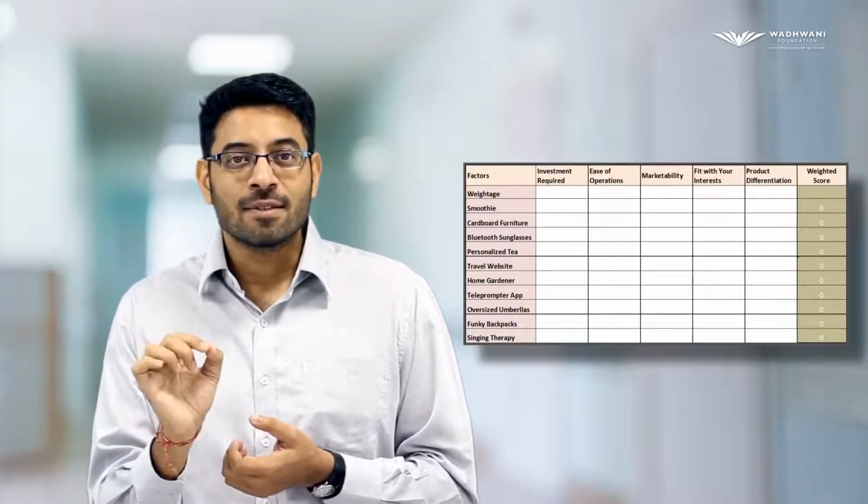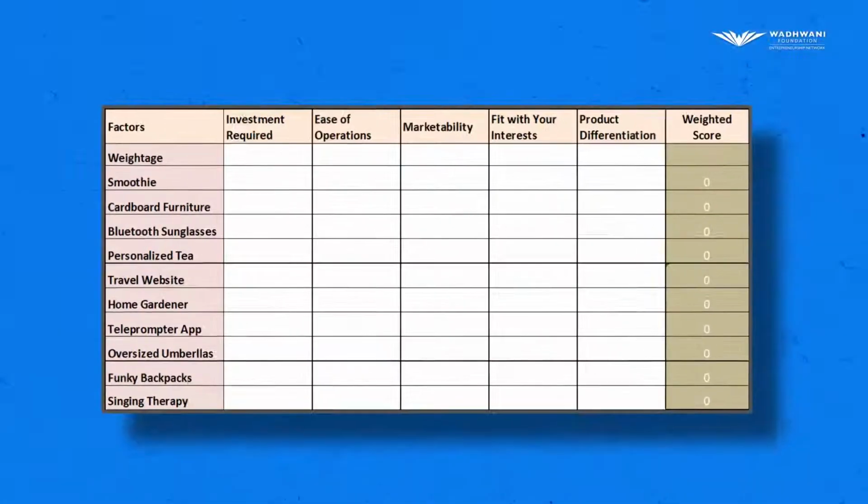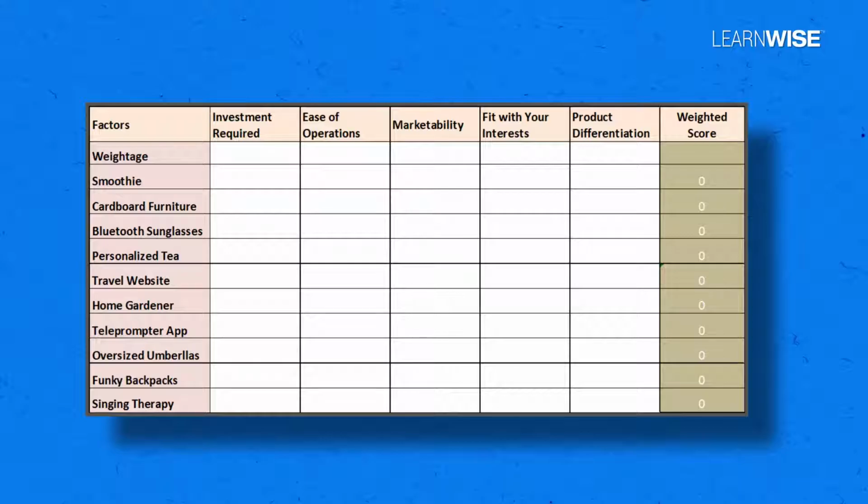As in real life, not all factors are equally important. So I will give the factors some weightages and then arrive at a weighted score for each idea. Since the investment is an important factor, let us give it a 20% weightage. Ease of operations slightly lesser, so a 15%. Marketability is very crucial, so let me give it a 25%. Fit with your interests and strengths, let's say 20%. Finally, let me give product differentiation about 20% also.